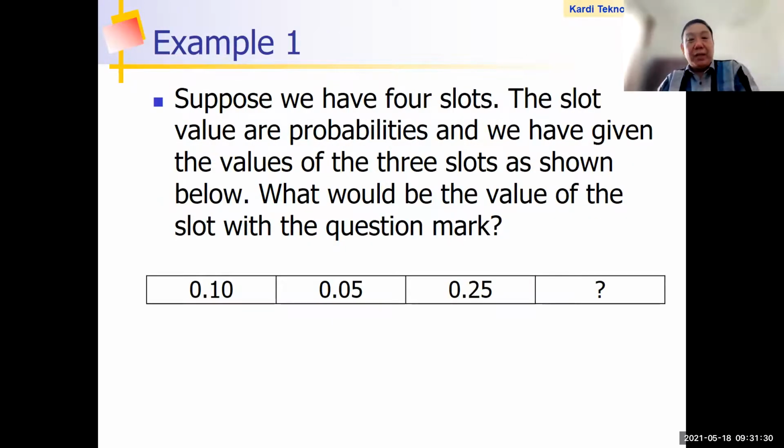So, let me give the example from a while ago. Here, I have 4 slots, right? The slots represent probability. Now I have data already. What is the data? The 3 known slots have probabilities of 0.1, 5% and 25%. So what is the last? What is the last slot with the question mark?